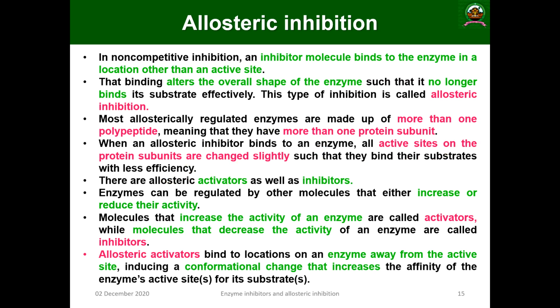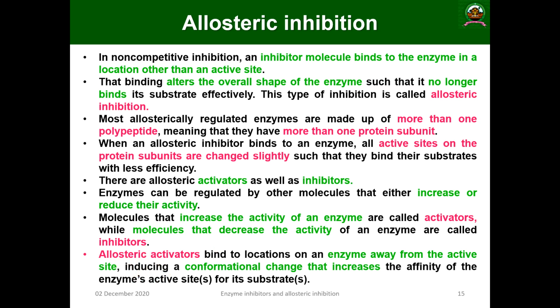There are allosteric activators and inhibitors. Enzymes can be regulated by other molecules that either increase or decrease their activity. The molecule that increases the activity of an enzyme is known as an activator, while the molecule that decreases the activity of an enzyme is called an inhibitor. So there are two types, allosteric inhibitors and allosteric activators.